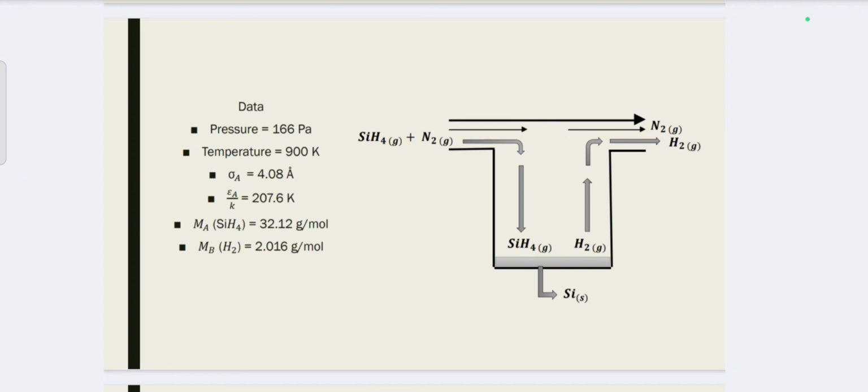As you can see in the illustration, an inlet stream is observed, which is the silane. Then it collides with the wall of the reactor, forming the solid layer, releasing molecular hydrogen and silicon.